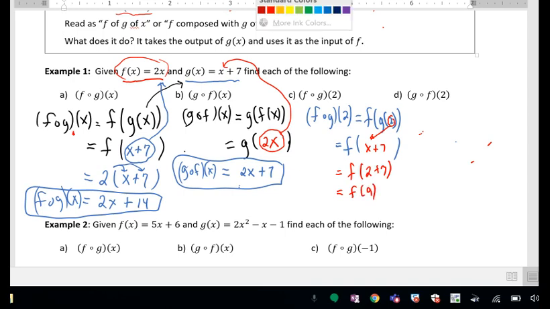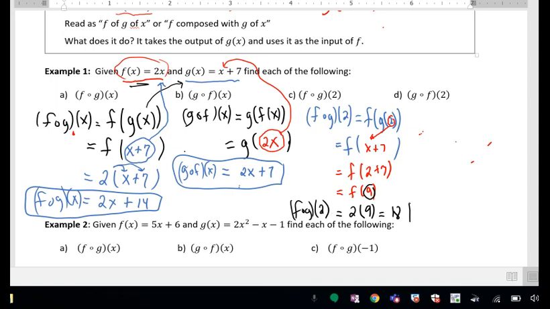Now we can take our number in the parentheses and plug it in for the function f of x. So here we would get 2, and then in place of the x, we're going to replace it with the 9. So we get 18. So the composition f composed of g of 2 is equal to 18.